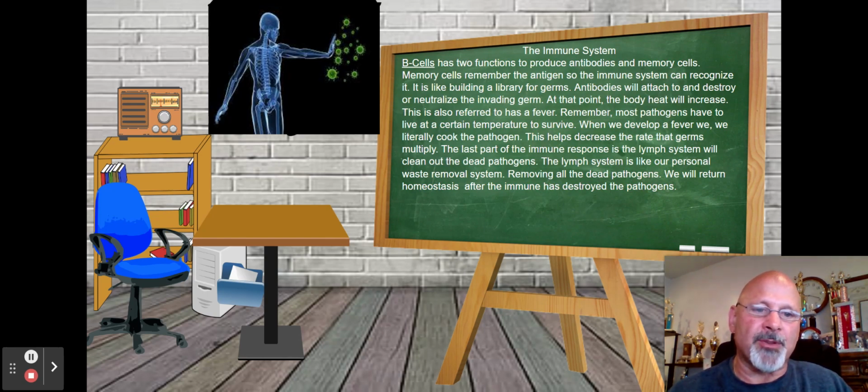The last part of the immune system is the lymph system, which will clean out the dead pathogens. The lymph system is like our personal waste removal system. We're removing all the dead pathogens. We will return to homeostasis after the immune system has destroyed the pathogens.